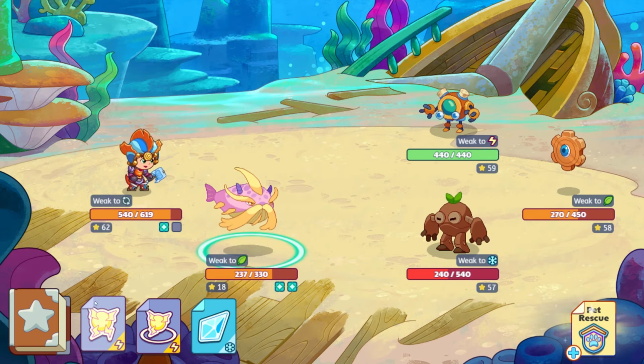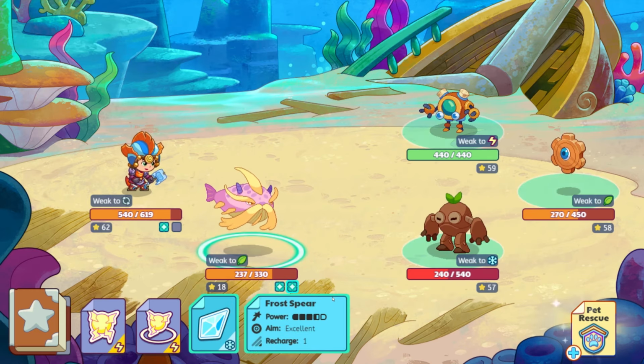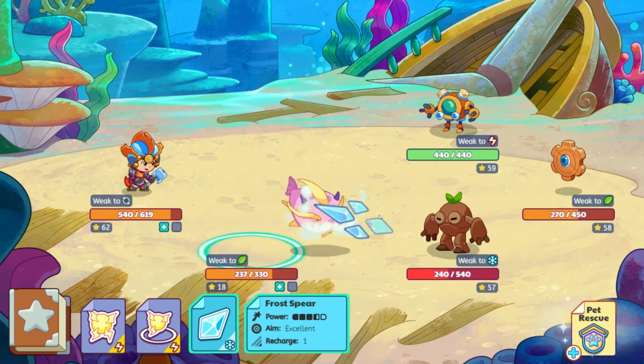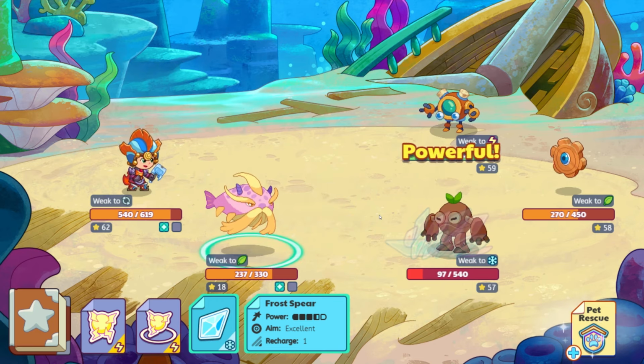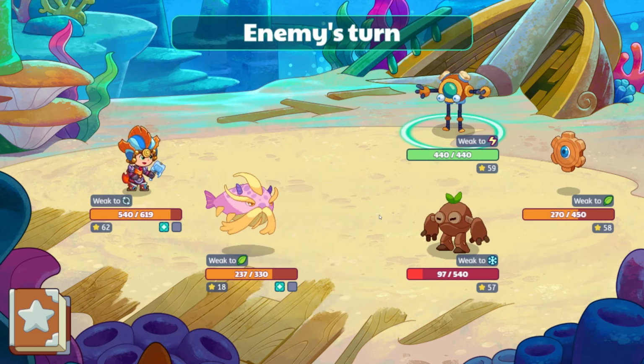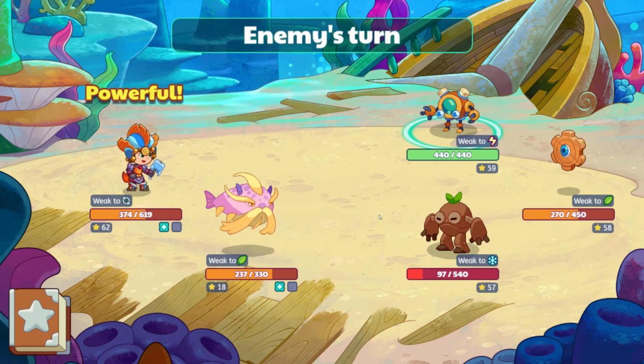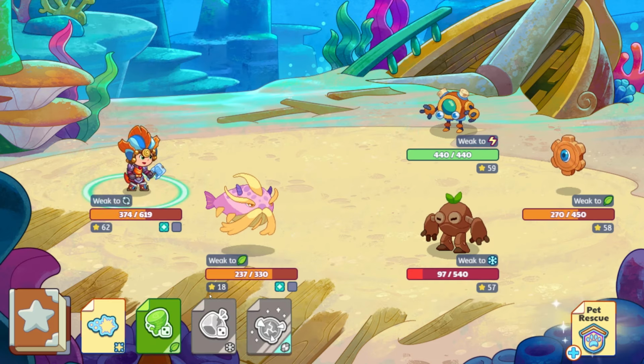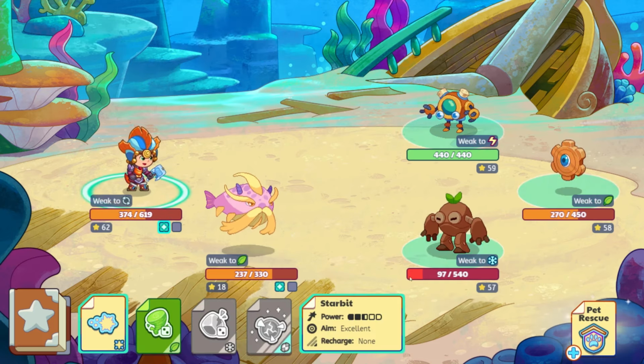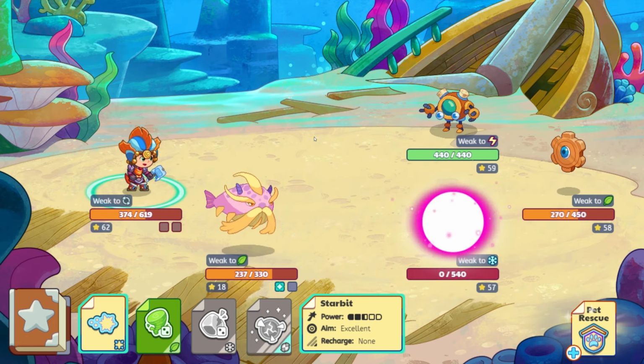All right, so let's see what Frost Spear does. Hopefully we can finish off you. No, we can't. All right, nice hit there. And I think we have to finish you off so we have less things hitting us. There we go.